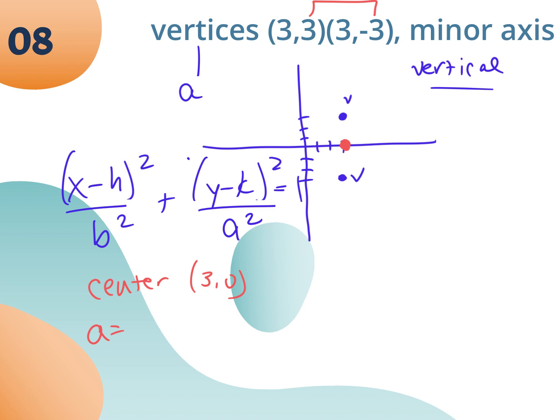How far is your center? It's 3 up or what? 3 down, so it's plus minus 3, right? Can you see the yellow? Not really. Plus minus 3, okay.